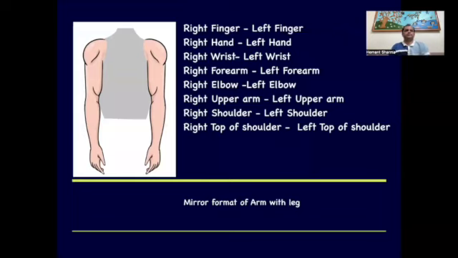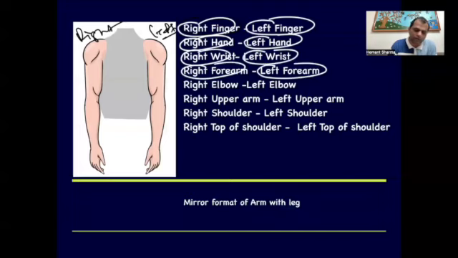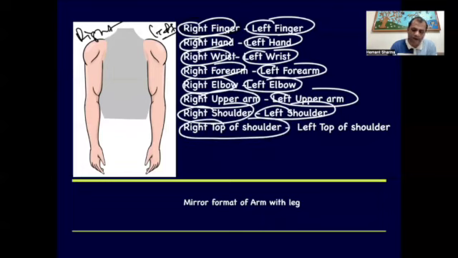So look at here. This is the right hand, and this is the left hand. Both look the same. So the right finger looks like the left finger, right hand like the left hand, right wrist like the left wrist, right forearm like left forearm, right elbow like left elbow, right upper arm like left upper arm, right shoulder like left shoulder, right top of the shoulder like left top of the shoulder. This is called the mirror format of arm with arm.